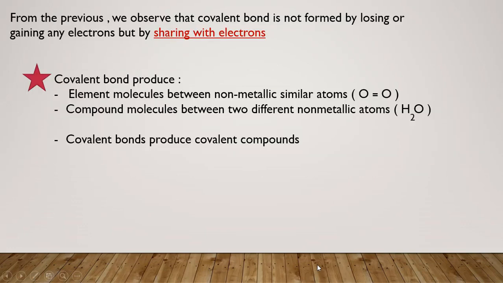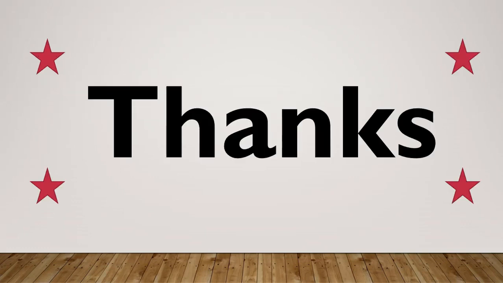From the previous, we observed that covalent bond is not formed by losing or gaining any electrons, but it's formed by sharing electrons. So we find out that the covalent bond produces element molecules and compound molecules. Element molecules between non-metallic similar atoms, like in oxygen molecule and nitrogen molecules, and compound molecules between 2 different non-metallic atoms, like in water molecules. And the covalent bonds produce covalent compounds.